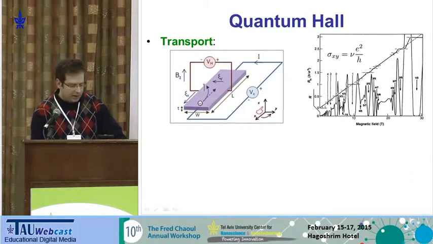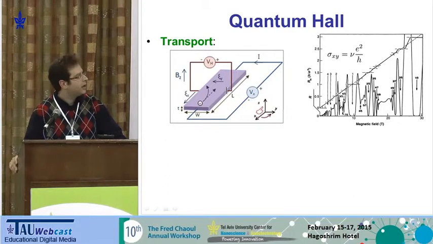And this is going to happen until we have enough charge on the side to create an electric field, a transverse electric field that is going to oppose the Lorentz force. And therefore, for a longitudinal current, we are going to get a transverse voltage. The ratio between them, that's what we call the Hall resistance. And classically, it's just proportional to the magnetic field.